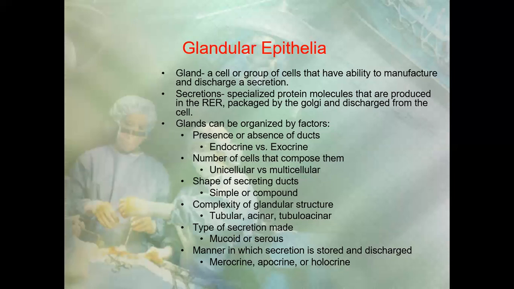What is the structure? Tubular, acinar, tubulo-acinar. These are just the kind of shapes. I've got some pictures coming up to show you the differences. We're going to categorize these glands by what do they make? Mucus or mucoid versus serous.